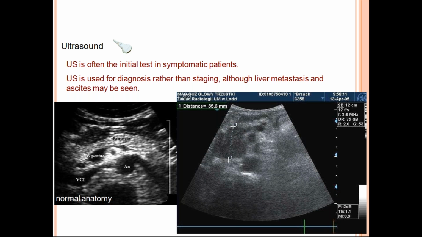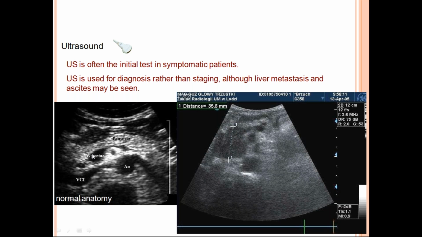See, this is the ultrasound, often the initial test for every symptomatic patient. In ultrasound per se, you can locate the mass, but it's not mostly useful, because not all masses can be seen due to bowel gas shadowing, and the involved lymph nodes cannot be seen. But you can note ascites and whether any liver metastasis is present.